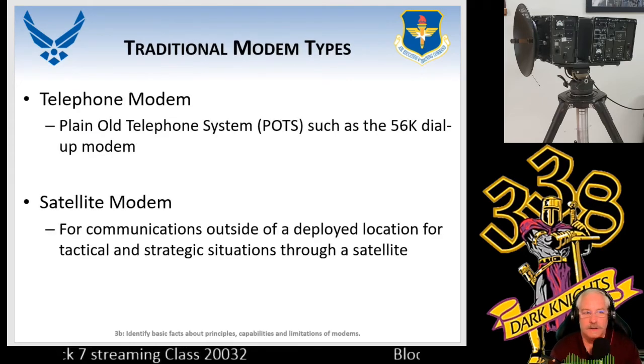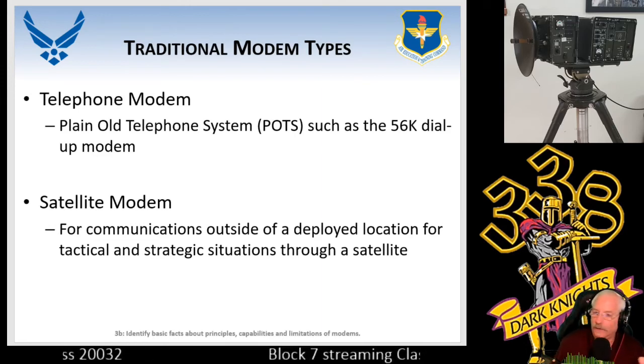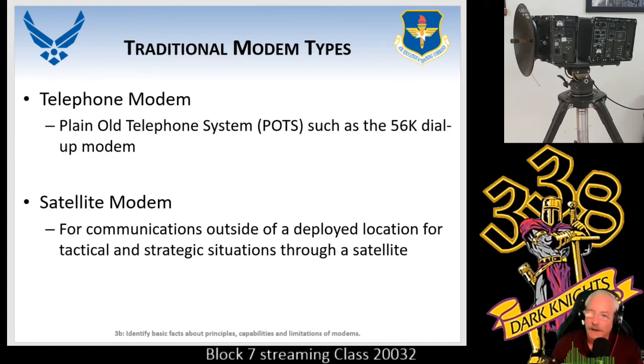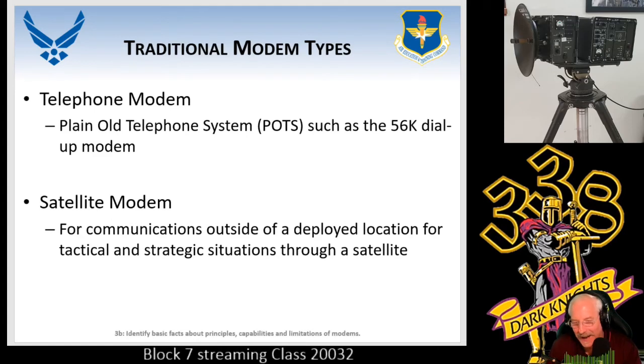Next up, we look at traditional modem types. We have the telephone modem and the satellite modem. Telephone is back in the day with a rotary dial, then it went to the frequency shift keying dial, things like that. Everybody has talked about the 56K dial-up. YouTube actually has a video on what it sounds like, and it brings back old haunting memories.